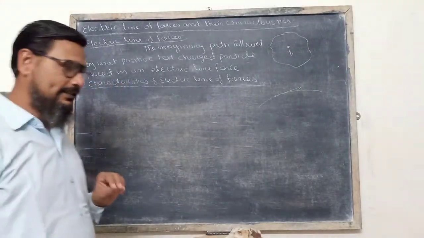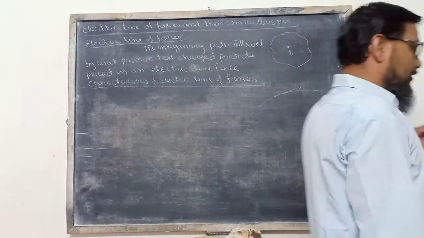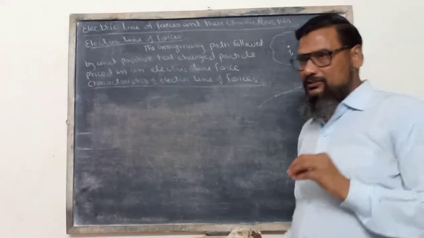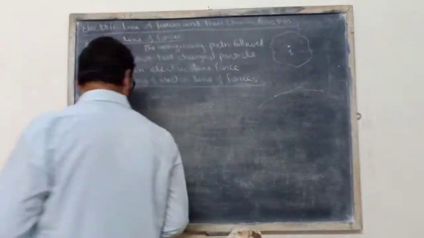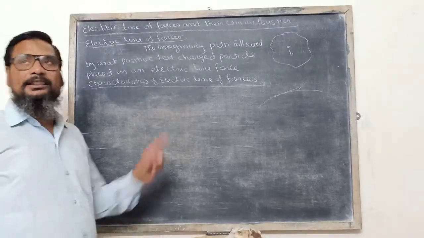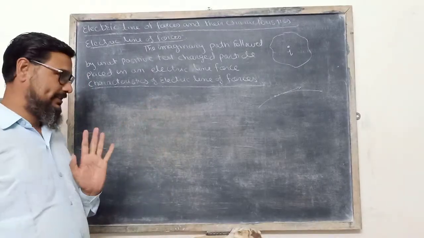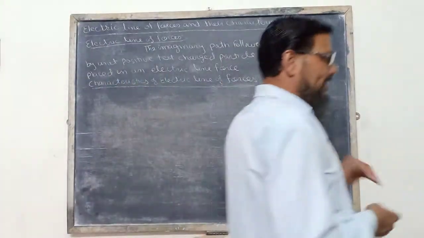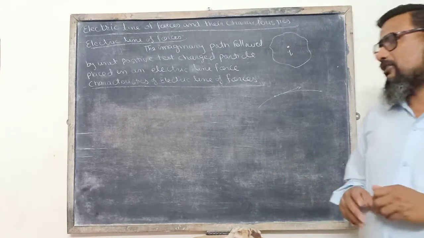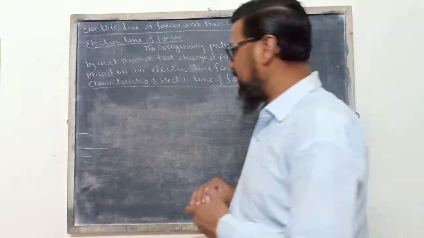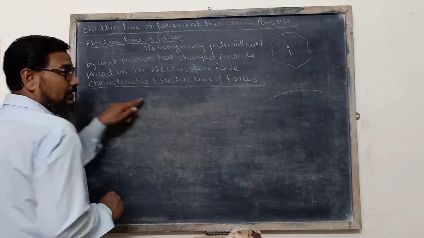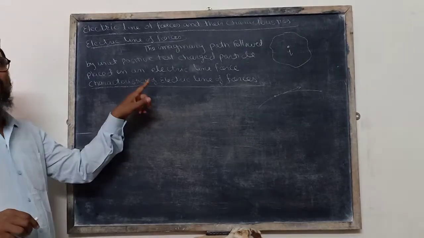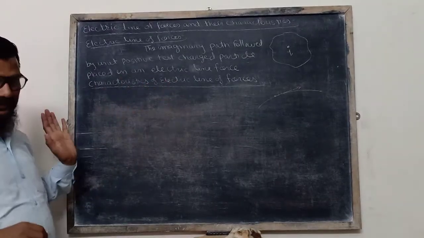There are a few characteristics. The first one is electric line of forces are always perpendicular to the conducting surface or surface of a charged conductor. Again I am repeating, electric line of forces are perpendicular to the surface of a charged conductor.